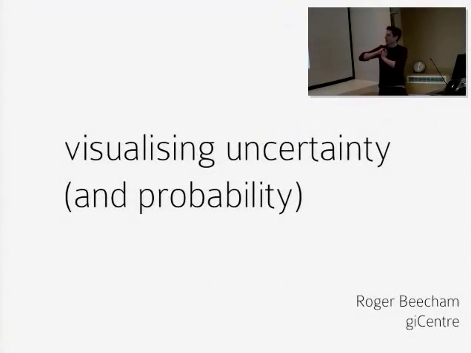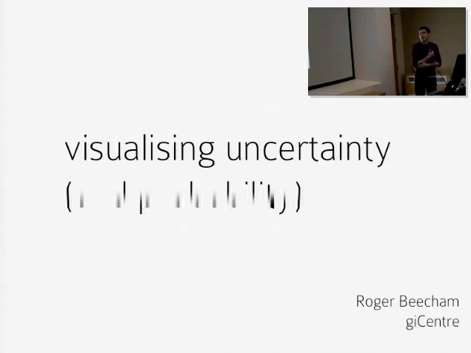I'm Roger Beecham. I'm a postdoc at the GI Centre at City University, and I finished my PhD a couple of years ago. That was trying to take behavioural data sets from transport systems, new data sets that haven't been used particularly before in that context, and use them to understand travel behaviour and profile how people move around cities. It was using lots of visual techniques, and there's also some uncertainty in the data set.